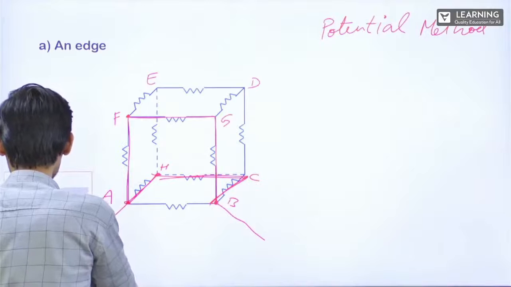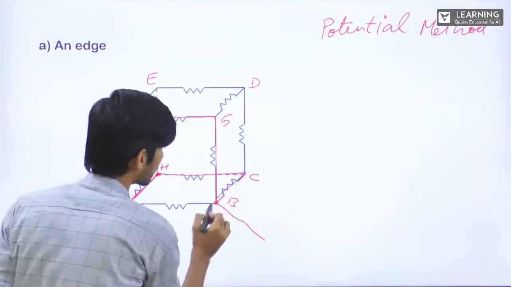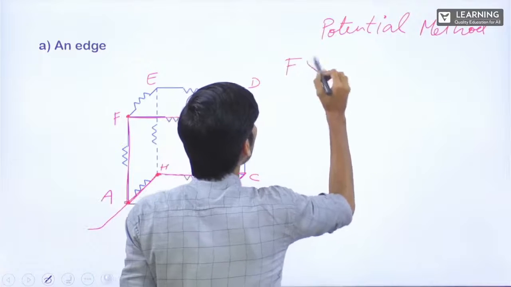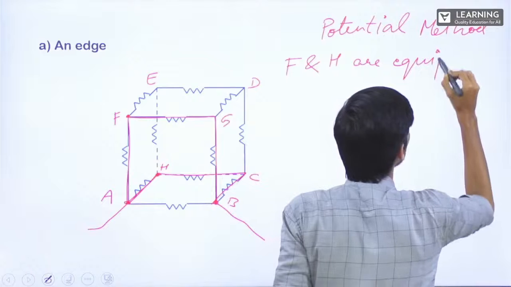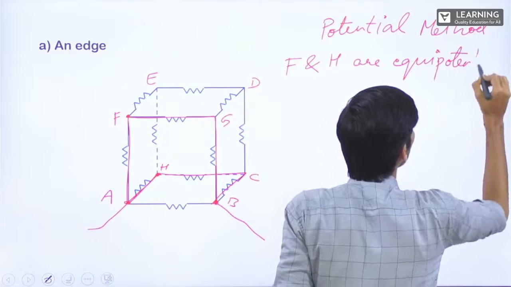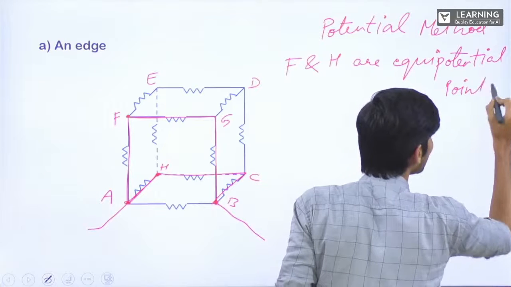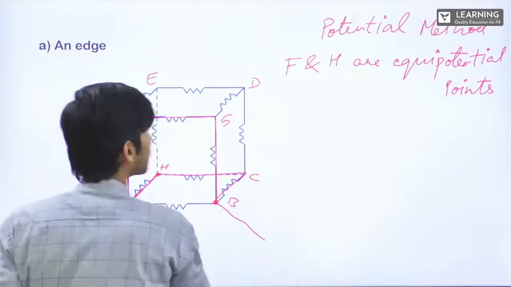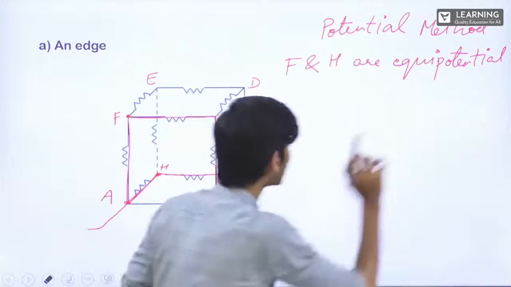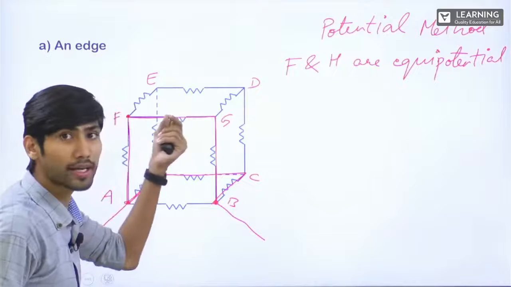So from here, what I can write is: F and H are equipotential points. Equipotential points. Clear? Second, not much space is there, so I am writing equipotential. Now two points are over. We have to check for every point.